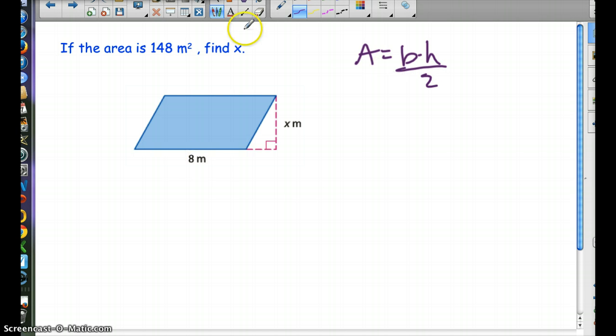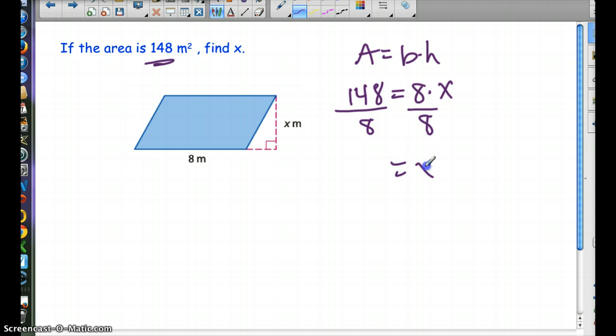Okay, so area is base times height divided by 2 of a triangle. We have, or excuse me, we don't have a triangle here. We had that triangle. I got messed up there for a minute. So base times height, we have a parallelogram. So if we know that this is our area, 148, and we know our base is 8, and our height is unknown. So if we divide by 8, x is going to be 18.5 meters. Can't forget our label.